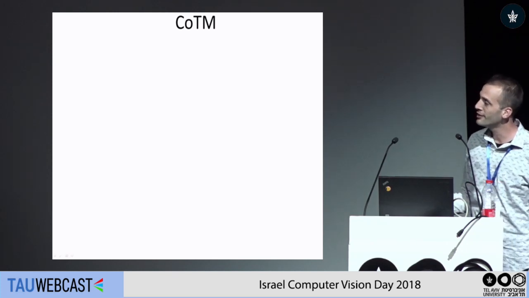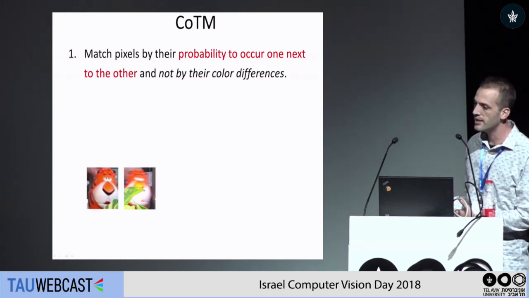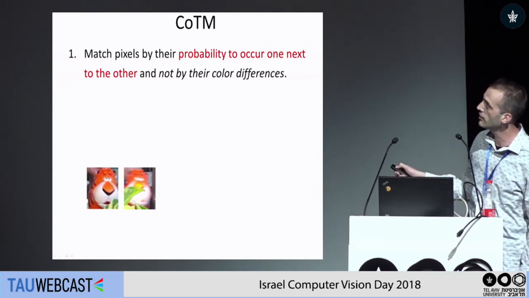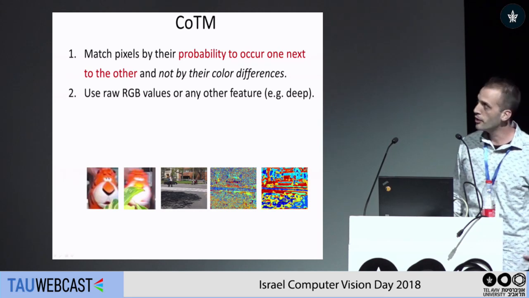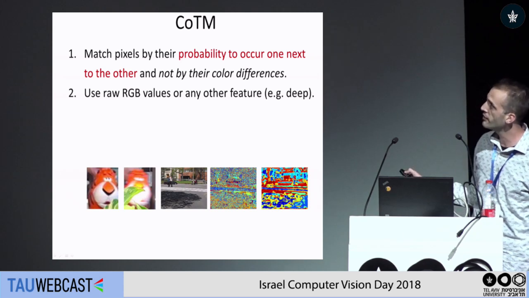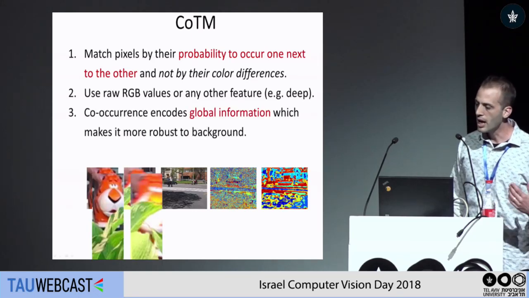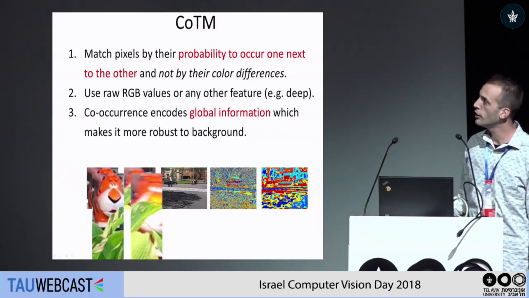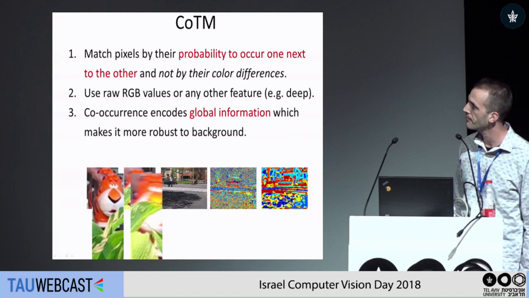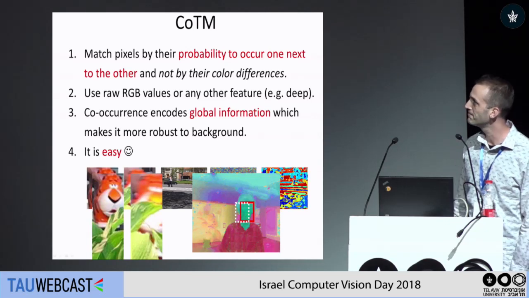Okay, let's conclude the talk. So I presented co-occurrence template matching. It's a method to match pixels by their probabilities to appear one next to the other and not by their color differences. I showed that you can compute co-occurrences based on raw RGB values or based on any feature, and we gave the example of deep features. I mentioned that co-occurrences encode global information, which makes them robust to noise, background noise in the template. And I showed that it's easy. So I hope you all use that.